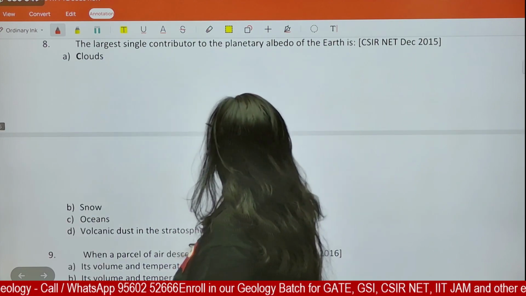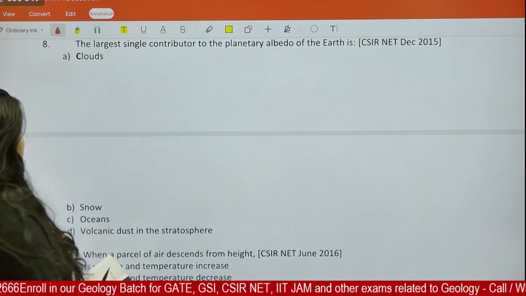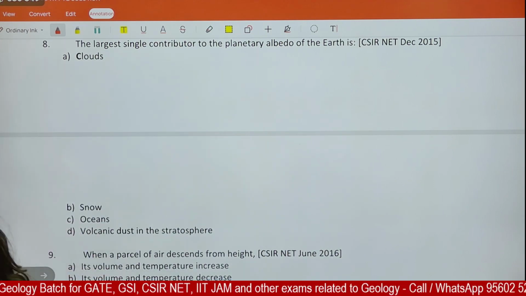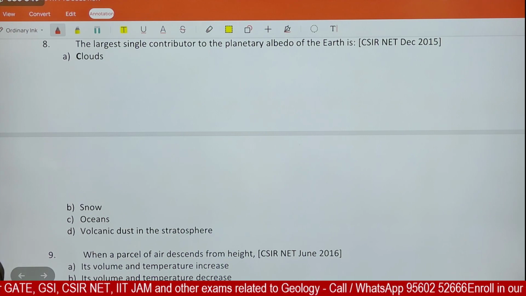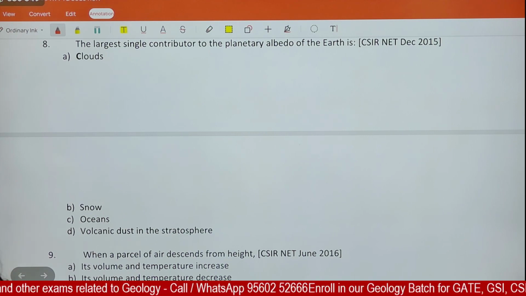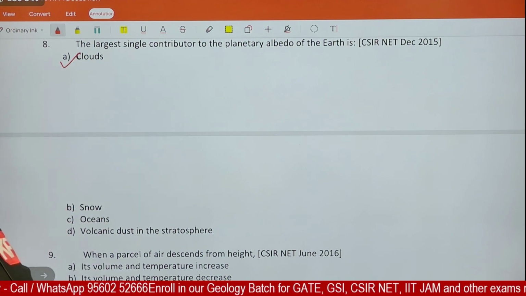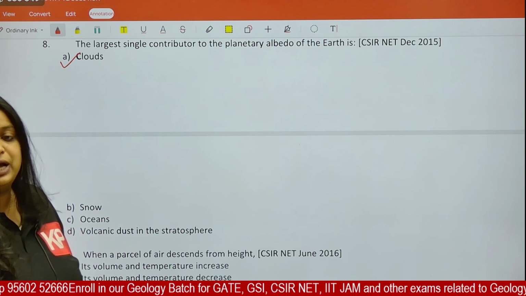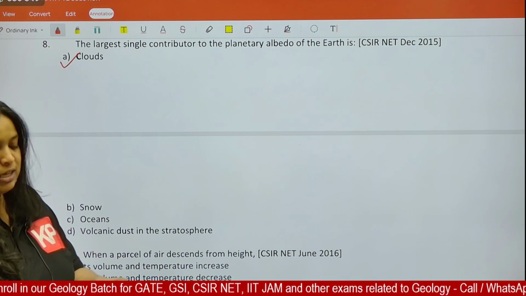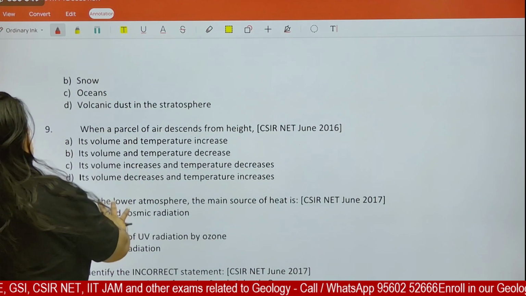Largest single contributor to the planetary albedo of Earth is, again, I have already gone through this portion. What does albedo mean? The single largest contributor to the planetary albedo of Earth is clouds. Not the ocean. The answer will be clouds. The largest single contributor to the planetary albedo of Earth is clouds. Yeah, it's clouds.